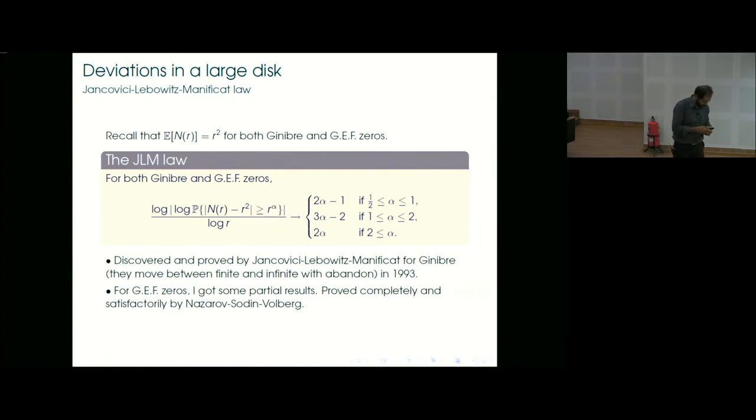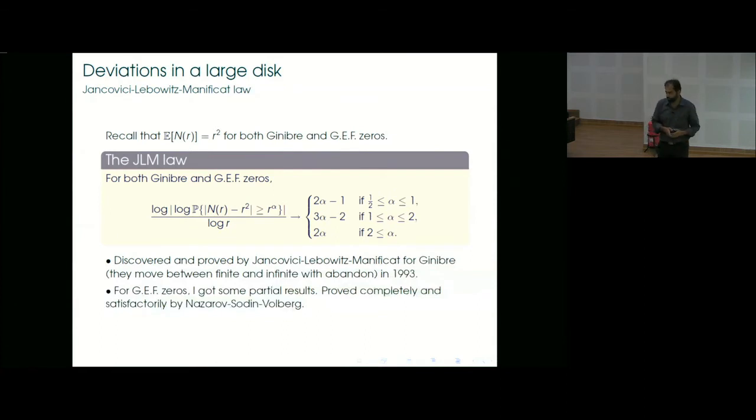There is a very interesting phenomenon that was discovered by Jancovici, Lebowitz, and Manificat in the case of the Ginibre ensemble. But the same law was proved for the Gaussian entire function zeros by Nazarov, Sodin, and Wolberg. It's much harder in some sense.